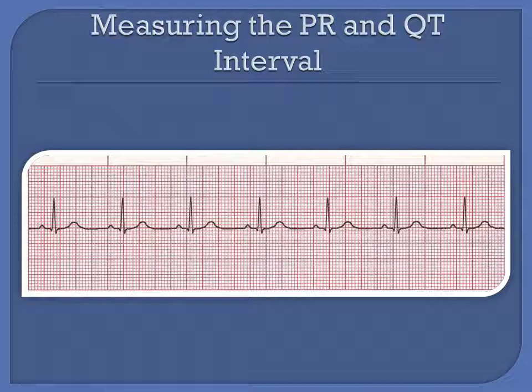The normal QT interval measures up to 0.45 seconds in males and 0.46 in females. Why are QT interval measurements important? Because delays in ventricular repolarization may occur due to some medications like antiarrhythmics and antibiotics, and in some electrolyte imbalances such as hypomagnesemia. In this rhythm strip, the QT interval measures 10 boxes, or 0.40 seconds, which is normal.